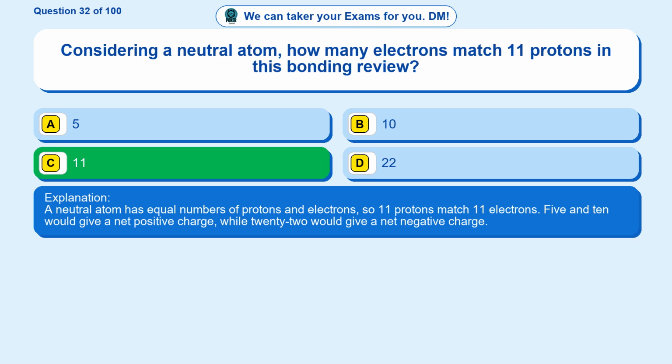A neutral atom has equal numbers of protons and electrons, so 11 protons match 11 electrons. 5 and 10 would give a net positive charge, while 22 would give a net negative charge.